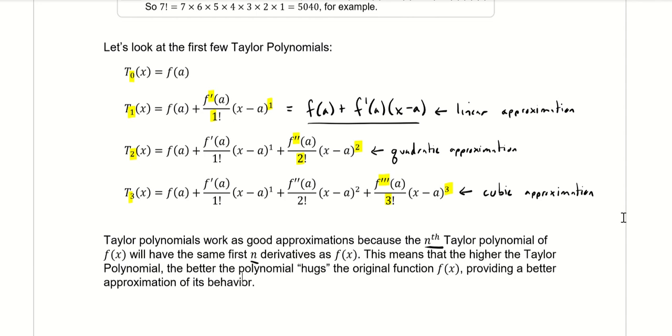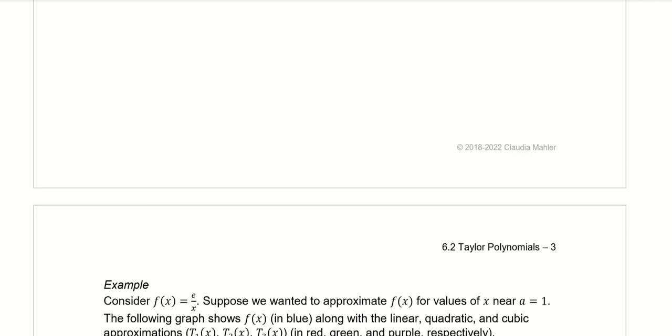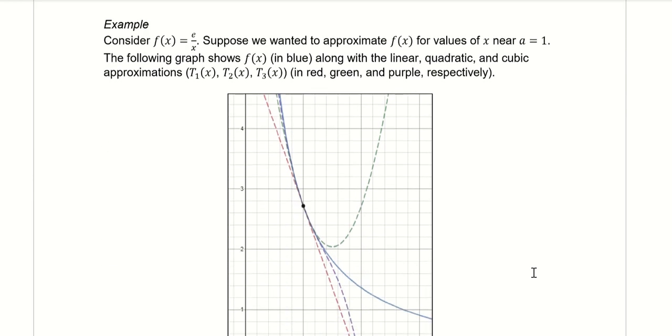Now, as always, I like to do a visual of this, and we'll see a couple of visuals in a second when we do some examples. But let's look at this picture here on page 3. So the function here in blue, the solid line, is f of x equals e to the x.